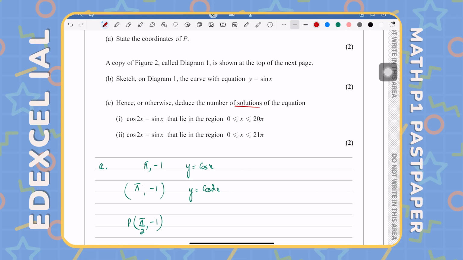Now, solutions basically means the point, or perhaps points in this case, of intersection of the equation cos 2x equals sin x that lie in the region from 0 to 20 pi.